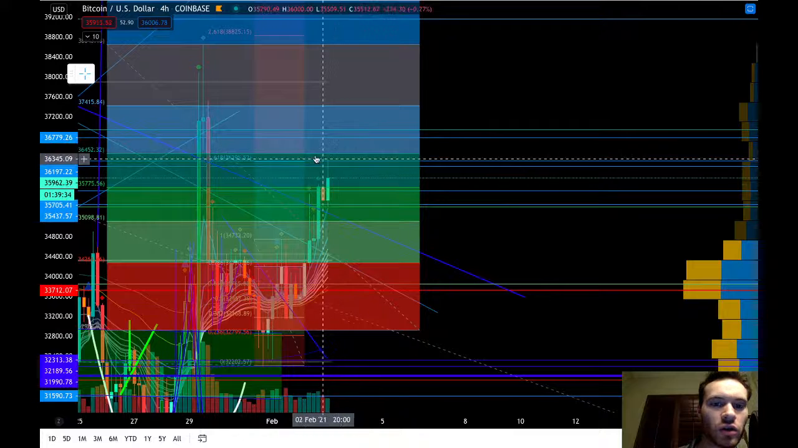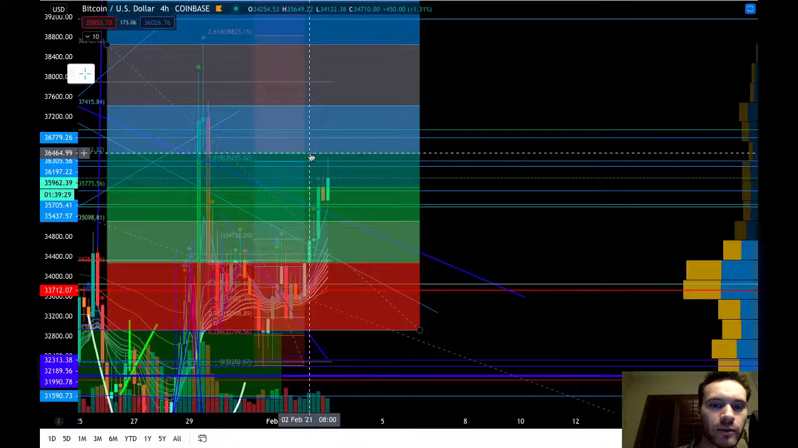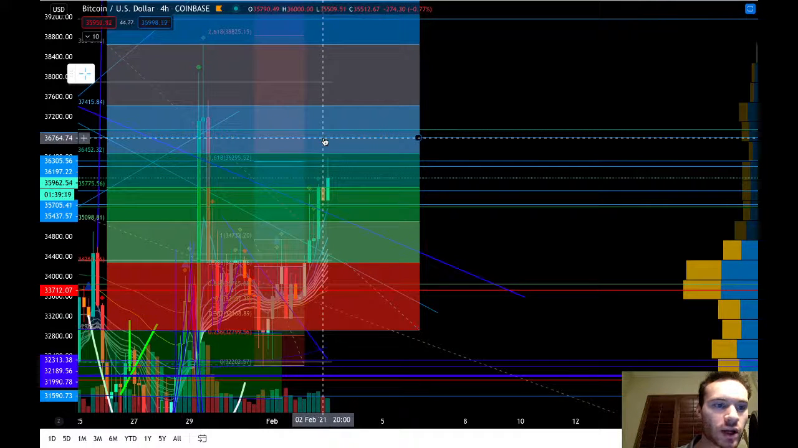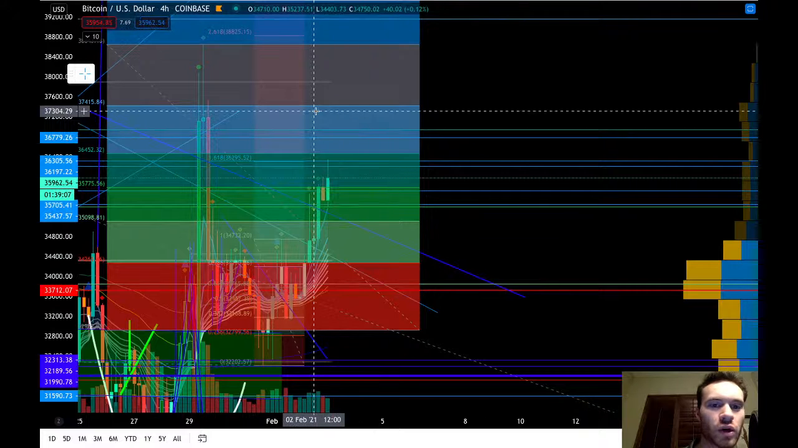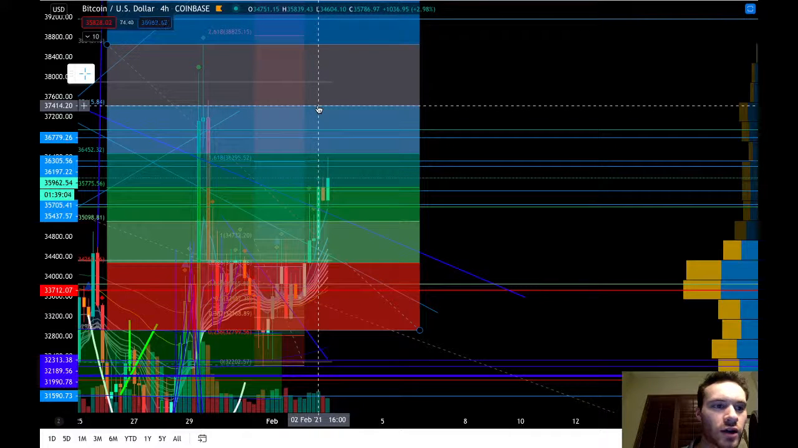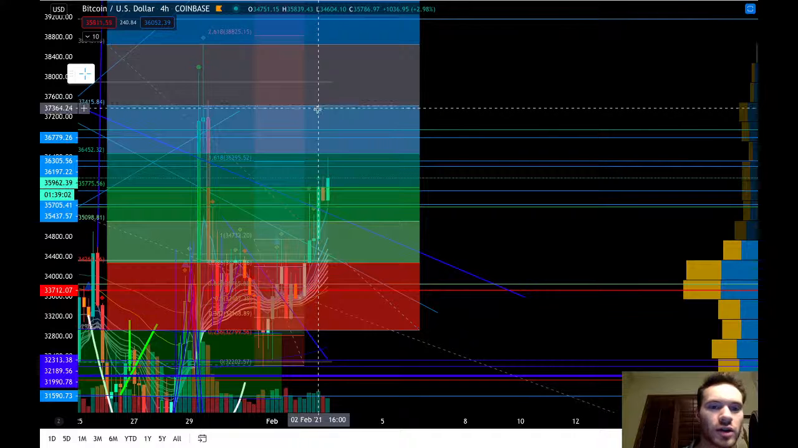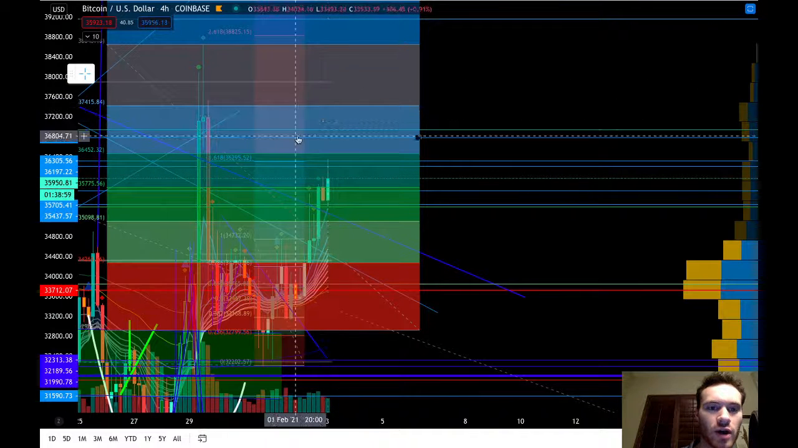So these are all potential resistance areas. You have this, it broke through. Potentially we're looking at around 36,464. We'll see how it interacts with that level. And then potentially we're looking at this, 36,774, 36,944, and then 37,414. So we'll see how price interacts.